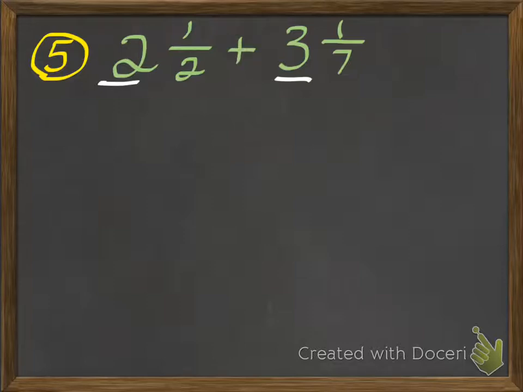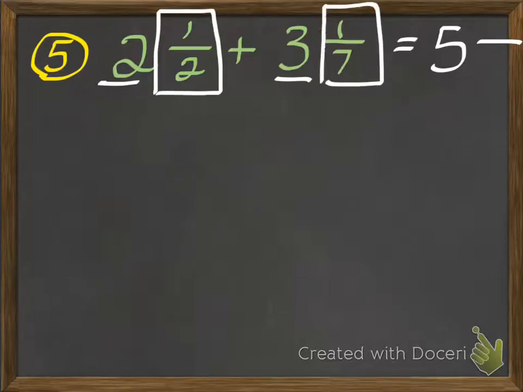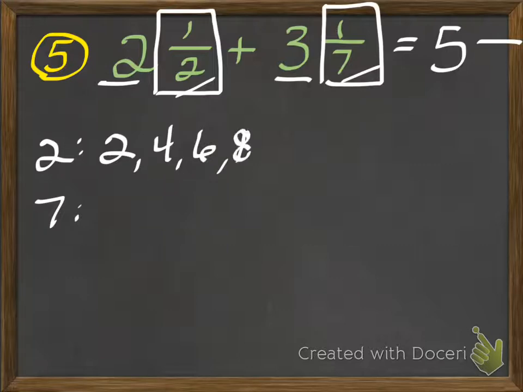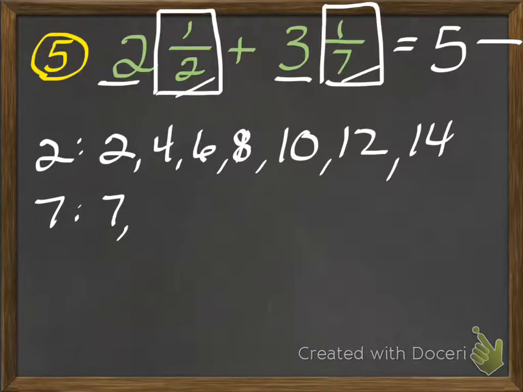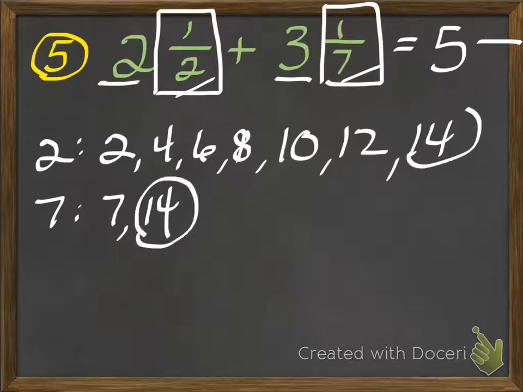So 2 plus 3 is going to equal 5. So I know it's going to be 5 and then a fraction. Okay? So let's worry about the fraction part now. Let's worry about 1/2 and 1/7. My denominators are 2 and 7, so I have to find the common denominator of 2 and 7. I can go 2, 4, 6, 8, 10, 12, 14. And the multiples of 7 are 7 and 14. Aha, there they are. 14 is a common multiple of both 2 and 7.